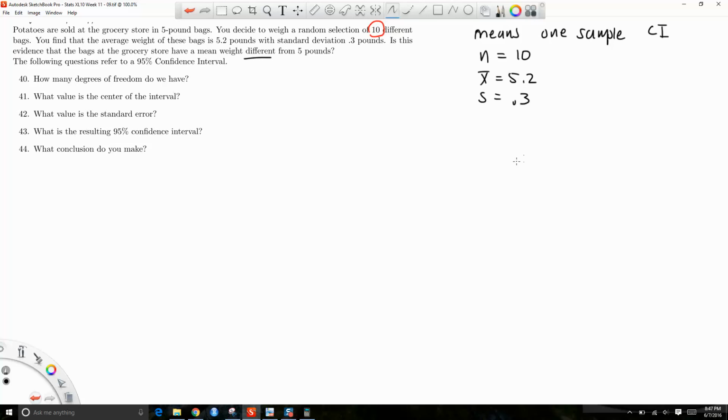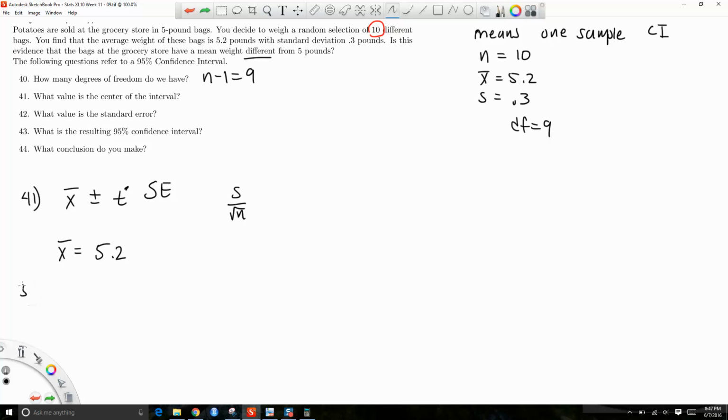Okay. How many degrees of freedom? 9. Degrees of freedom will be n minus 1, which equals 9. Okay. The center of the interval. So we got x bar plus or minus t times the standard error, and the standard error is s over the square root of n. Okay, so x bar is the center, and that's going to be 5.2.